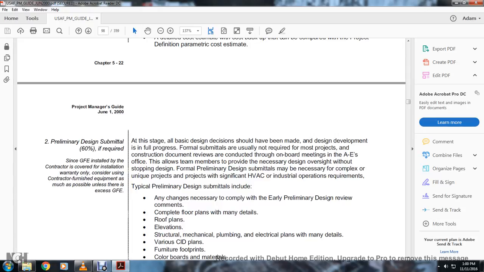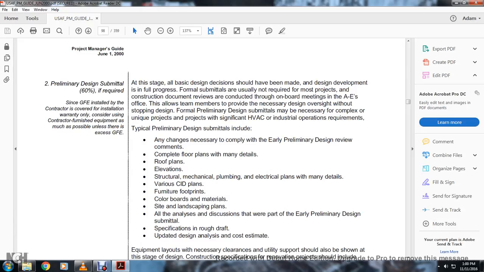Review is conducted in an on-board meeting with the architectural engineering office, which allows the team members to provide the necessary design oversight without stopping the design. A formal preliminary design submittal may be necessary for complex, unique projects with significant HVAC and industrial operations requirements. Typical preliminary design submittals include any change necessary to comply with the early preliminary design.